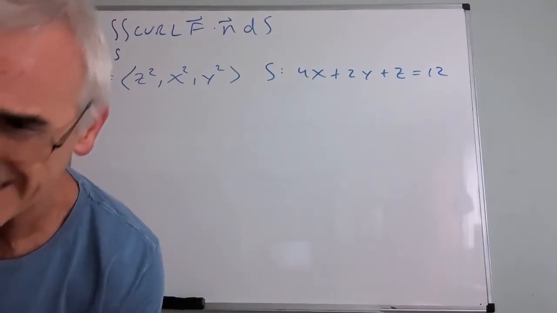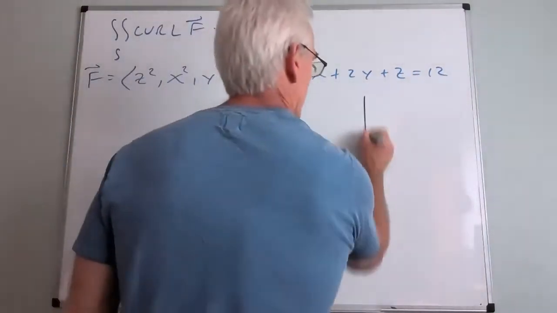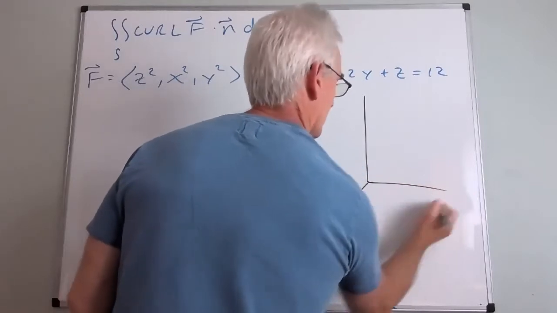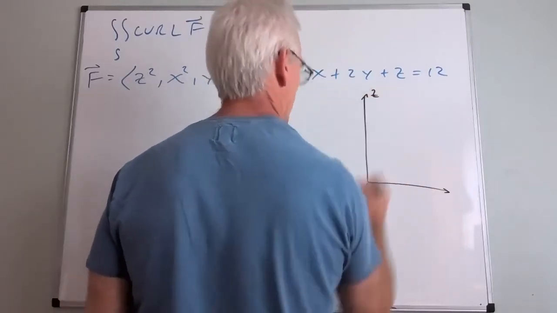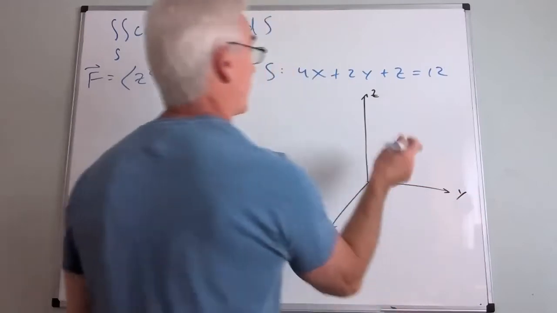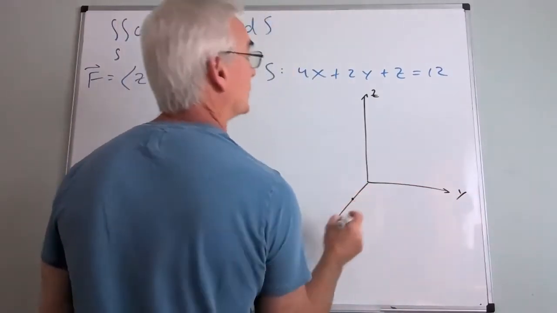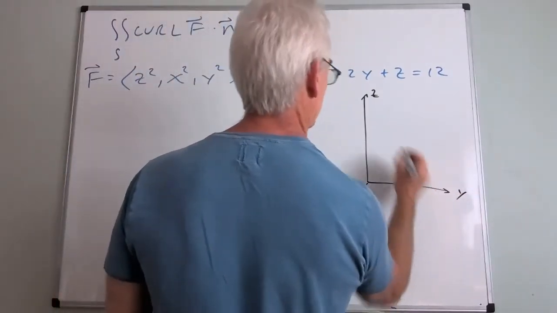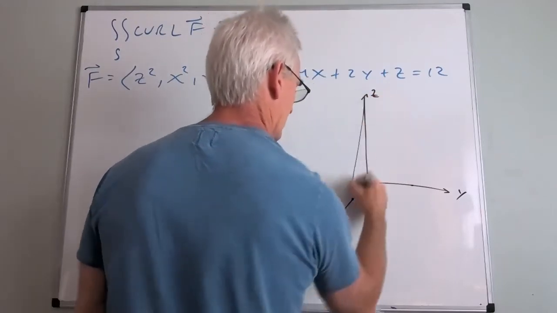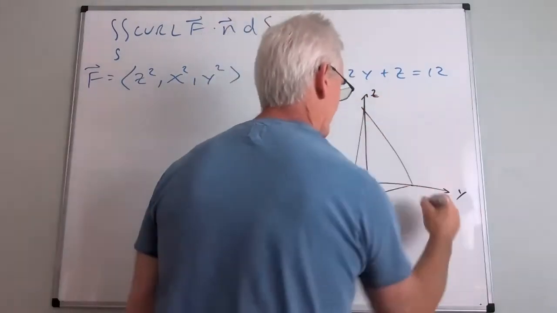You know, in this class, we tend to use familiar shapes. So if I want to know what this looks like, about 3 units in this direction, about 6 units here, about 12 units here. All right, so it's something like that.